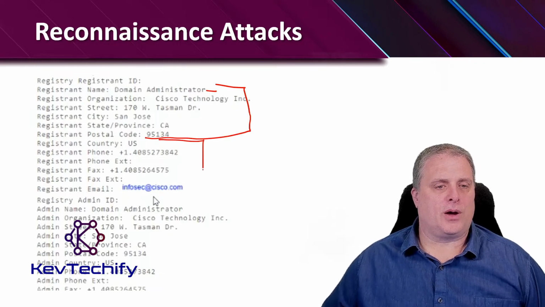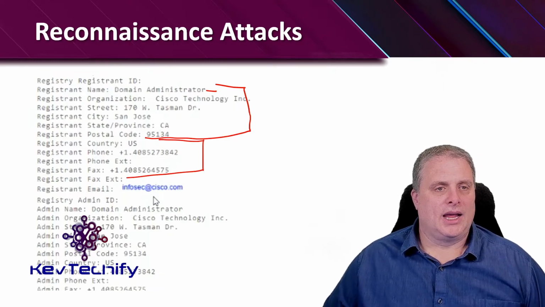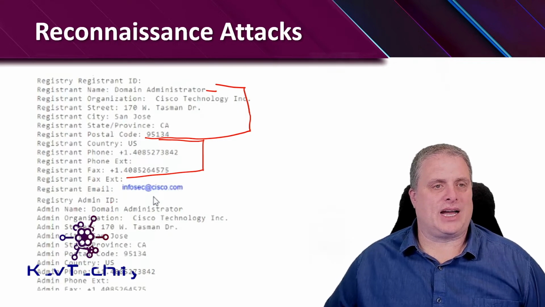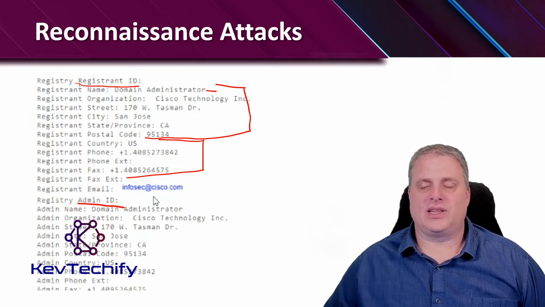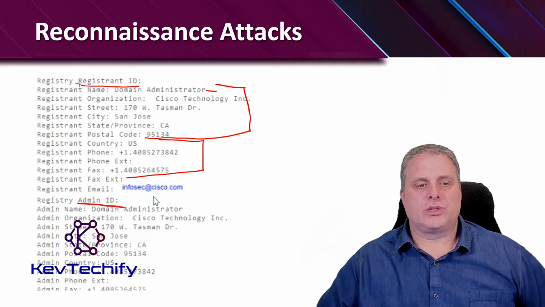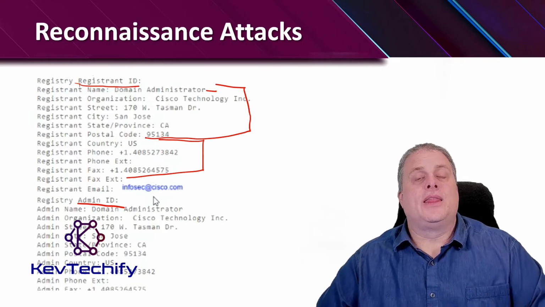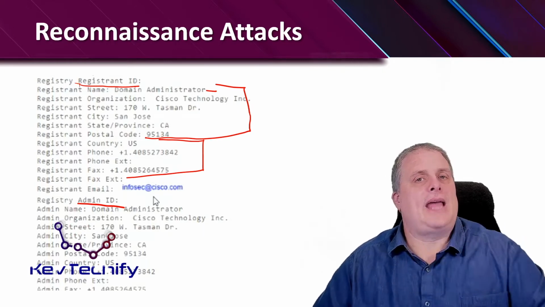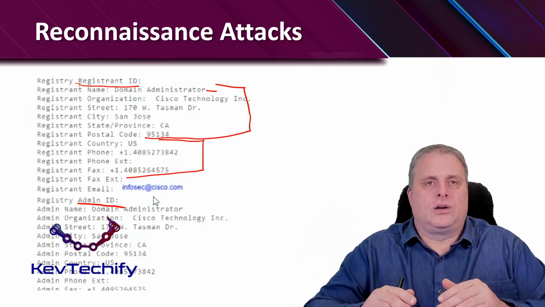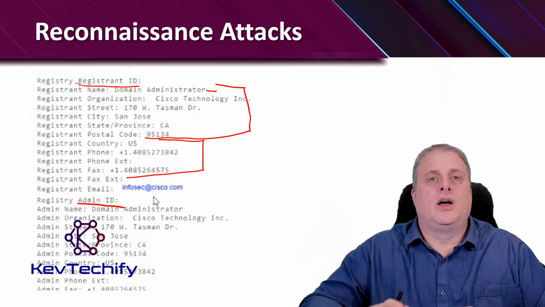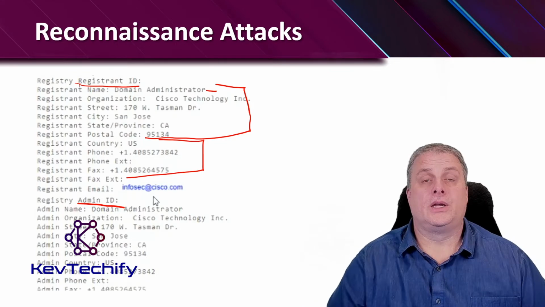We get phone numbers on who to contact. And then we get different types of contacts. We have the registration ID, registrant ID up here. We have the admin ID here. We have the technical ID. Those all have information that may give us a clue on how to attack them. This would be my initial level 1 reconnaissance of my target.